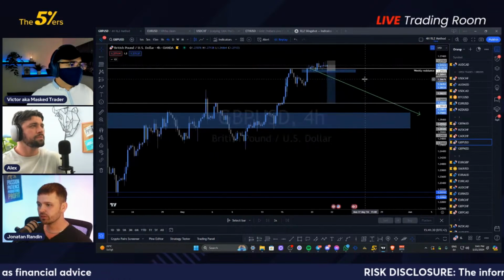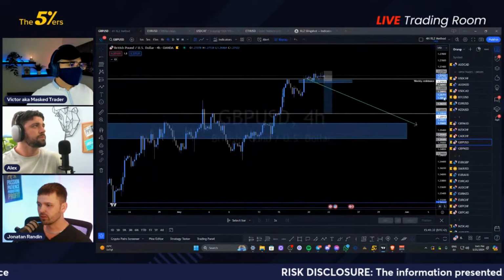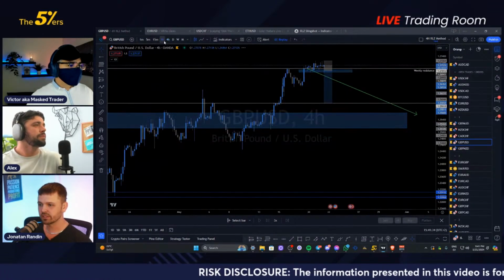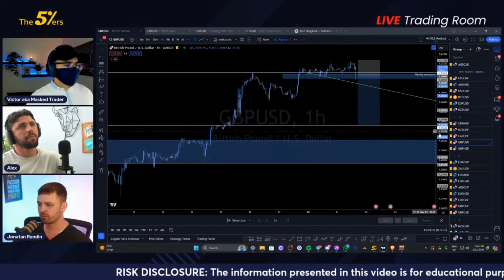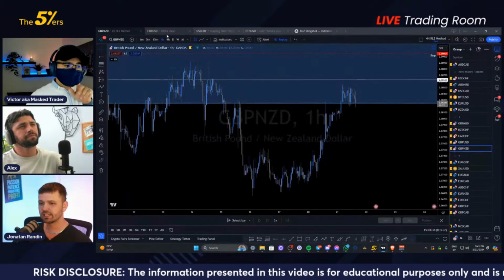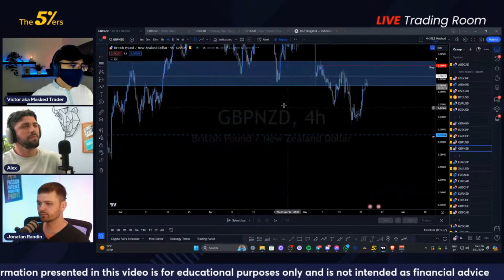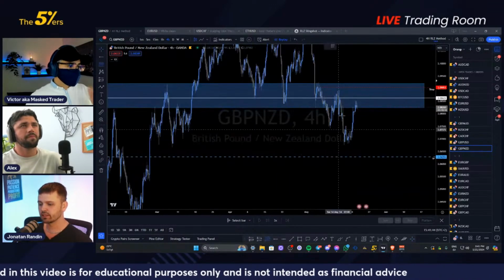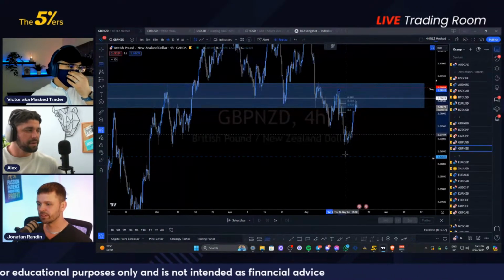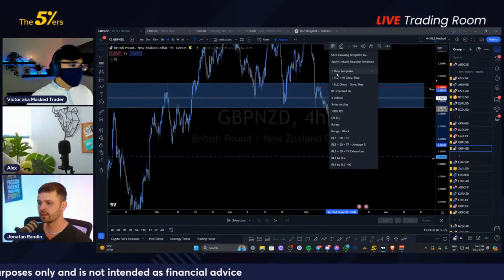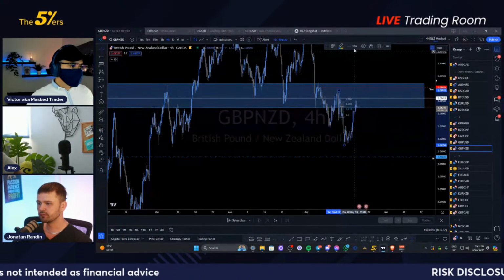And then we got GU, the one that Victor went long on. It's a very nice entry, but that one obviously we never broke down. GBP NZD, this is one I'm currently watching. I do like the fact that we're coming up and we're testing the reload zone here.